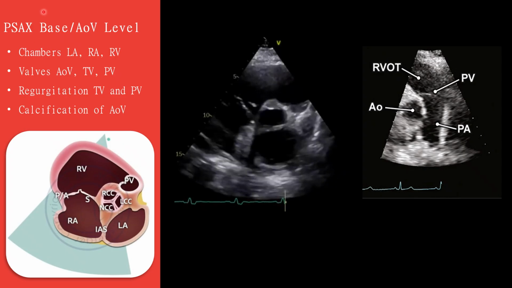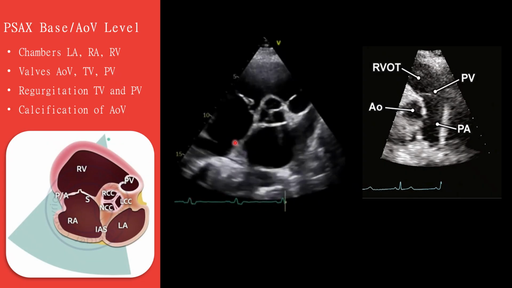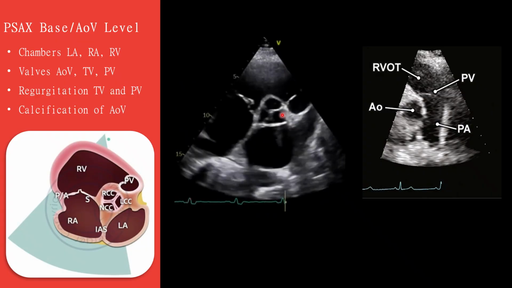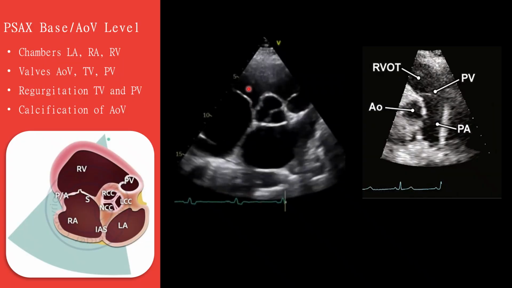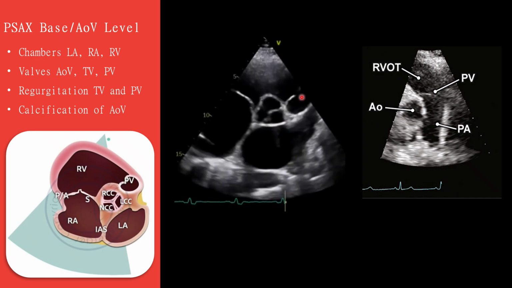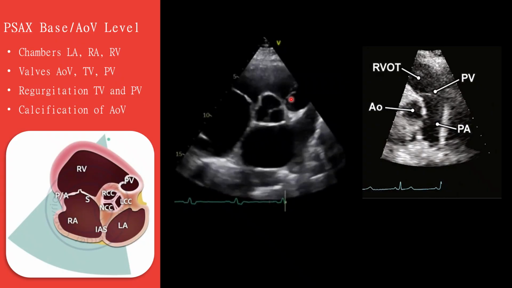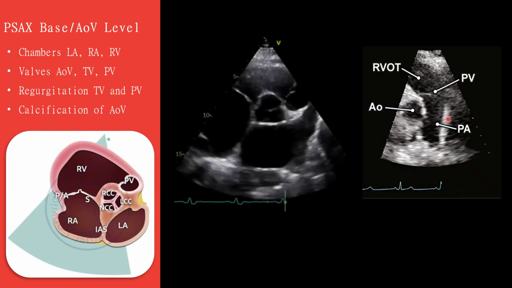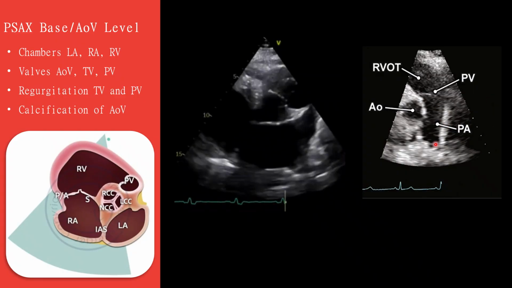So what do we see in the parasternal short axis aortic valve level? We see the chambers, left atrium, right ventricle. We see the aortic valve, tricuspid valve, and pulmonic valve. We can check for regurgitation in the tricuspid valve and pulmonic valve via pulsed wave and continuous wave, also color Doppler. We can check for calcification of the aortic valve, and sometimes we can see the pulmonary artery, which you can't see in this diagram, but we can see in this picture over here.